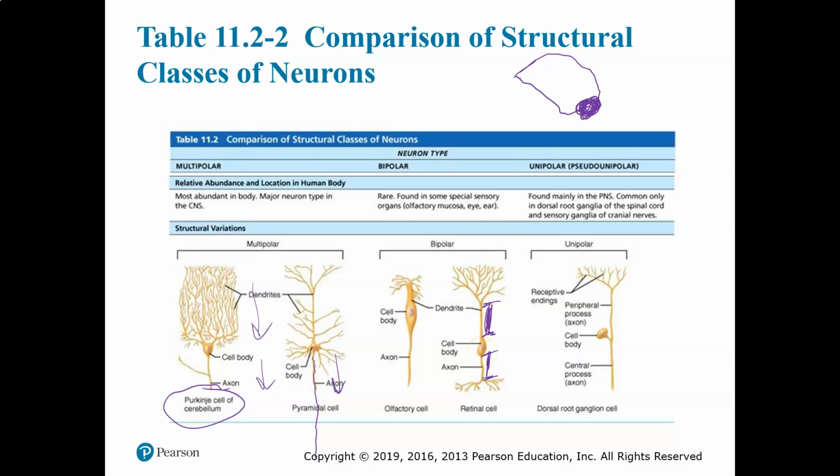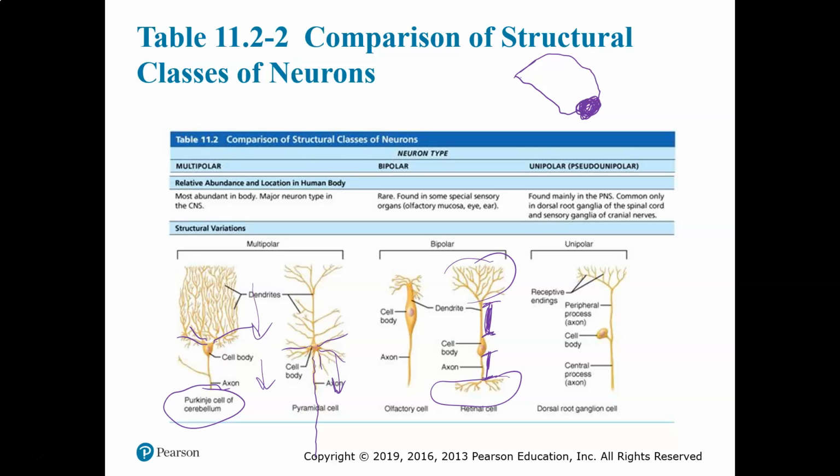So see, the dendrites in the multipolar neurons are attached to the cell body. But here, you've got a long process before you get to any dendrites, before you get to any axon terminals. You have the long processes. So that is a bipolar.